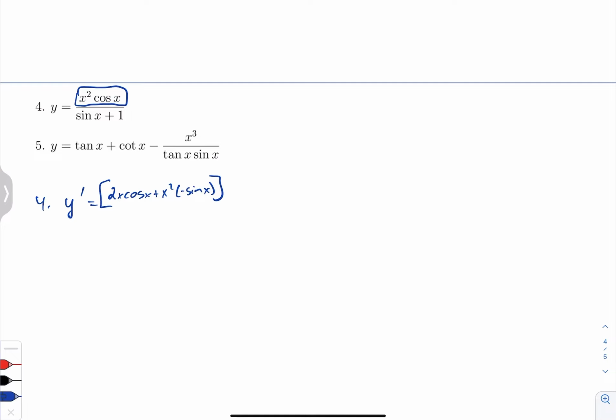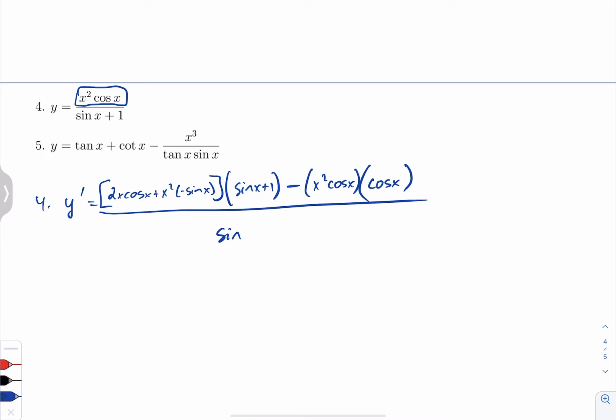So that all is the derivative of the numerator times the denominator, sine of x plus 1, minus the numerator times the derivative of the denominator. So the derivative of sine of x plus 1, that's just cosine of x plus 0. Don't write plus 0. And then it's the denominator squared.